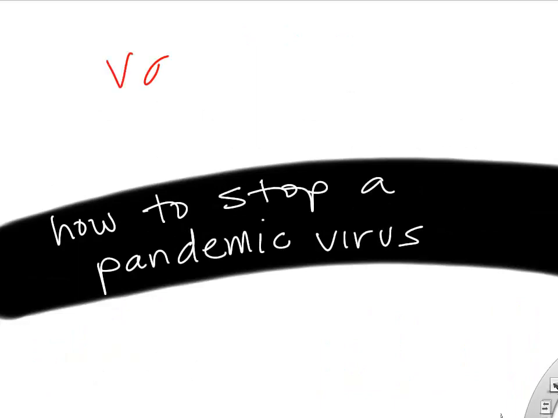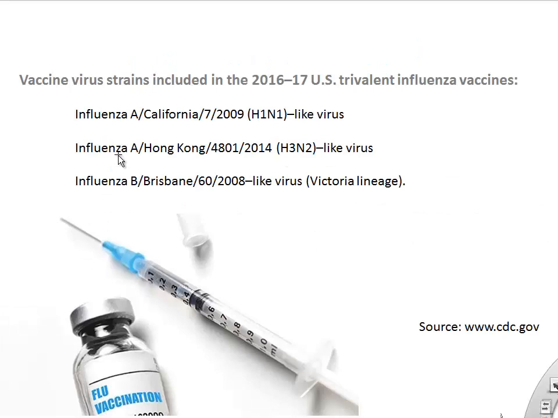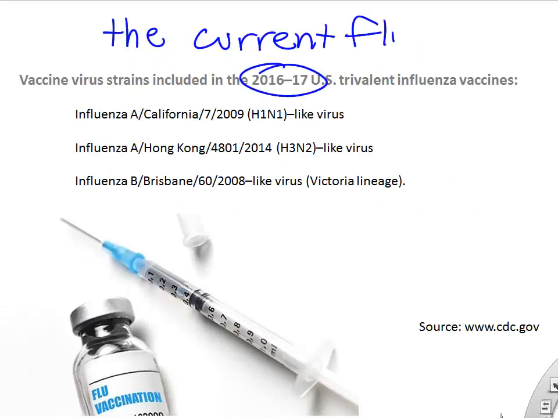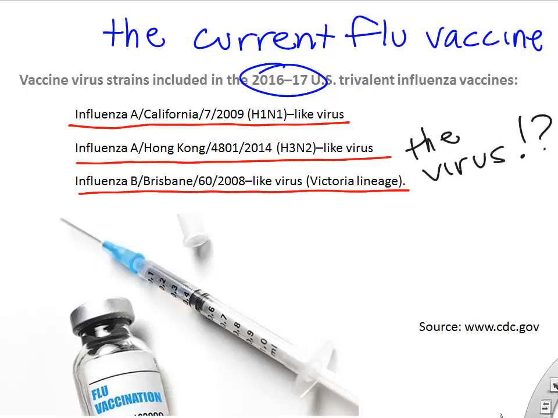How do you stop a pandemic virus? Well, in the movie, they used a vaccine against the MEV1 virus. If you look at our current seasonal flu vaccine, it actually is made to protect you against 2 influenza A subtypes, California and Hong Kong, and 1 influenza B virus as well.